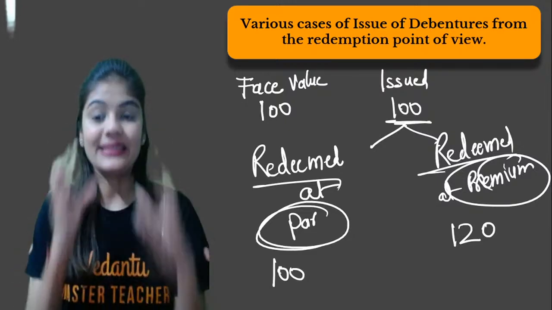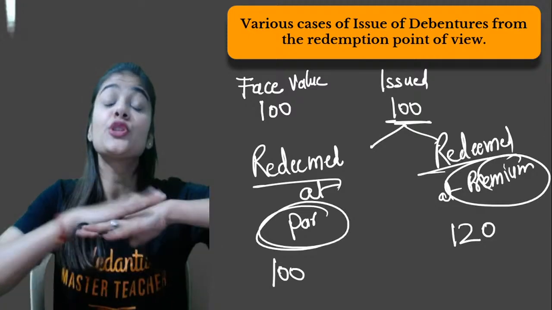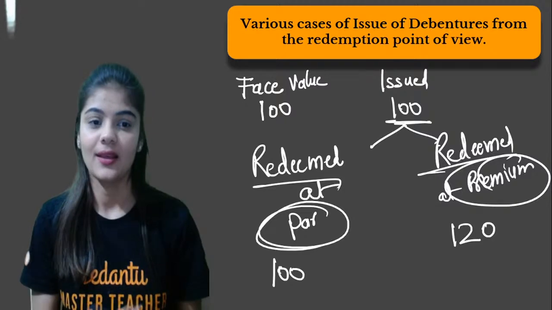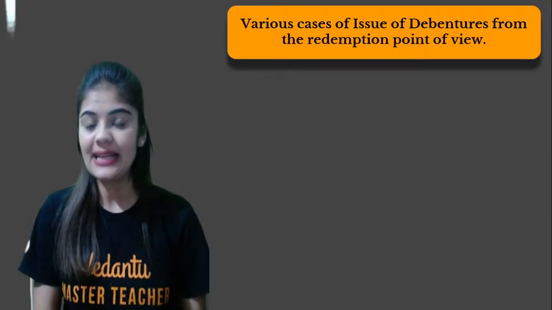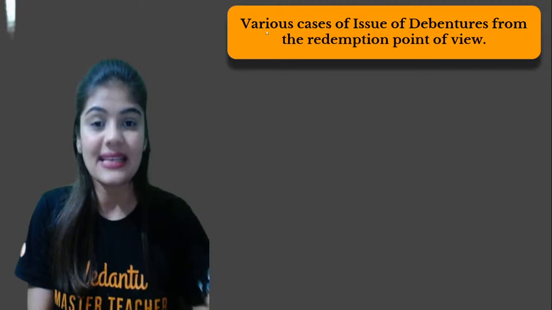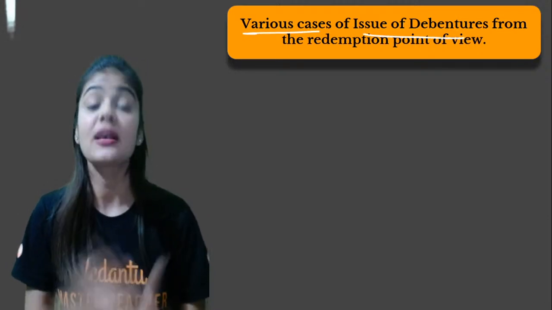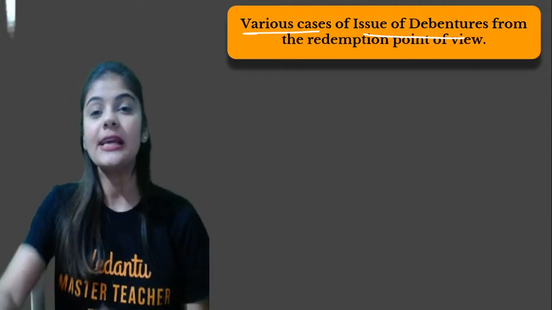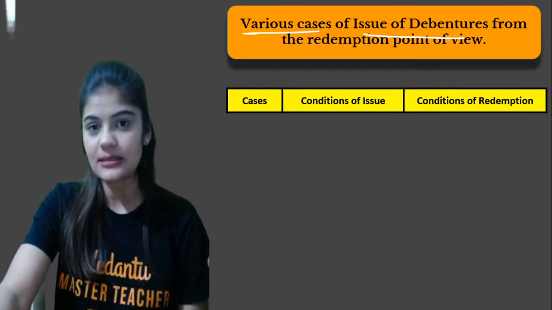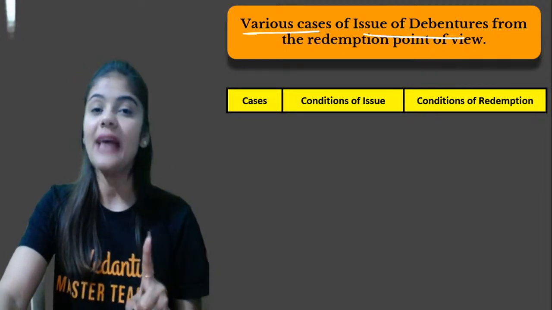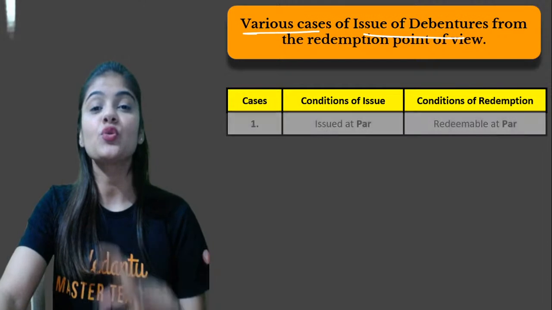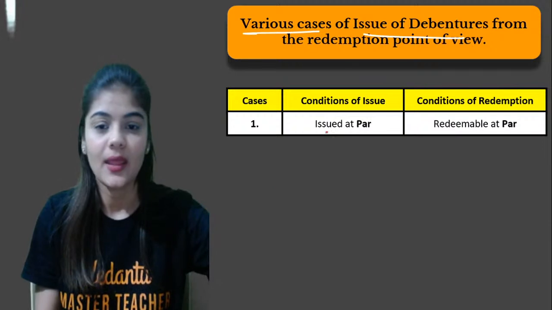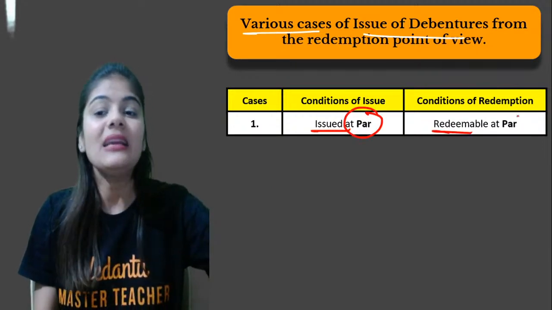And keeping these two things in mind, we have so many different cases in this chapter. So let's now have a look at various cases of issue of debentures from the redemption point of view. And yes, Sandeep, you're absolutely correct. In total we have 6 cases. First case: debentures are issued at par and redeemable also at par.